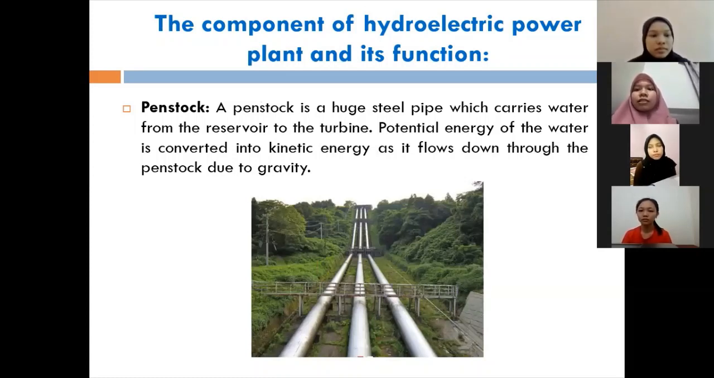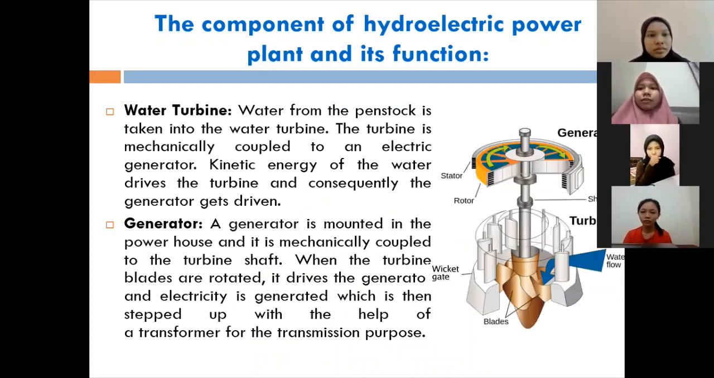A penstock is a huge steel pipe which carries water from the reservoir to the turbine. Potential energy of the water is converted into kinetic energy as it flows down through the penstock due to gravity. Next. Okay. Water turbine. Water from the penstock is taken into the water turbine. The turbine is mechanically coupled to an electric generator. Kinetic energy of the water drives the turbine and consequently the generator gets driven.